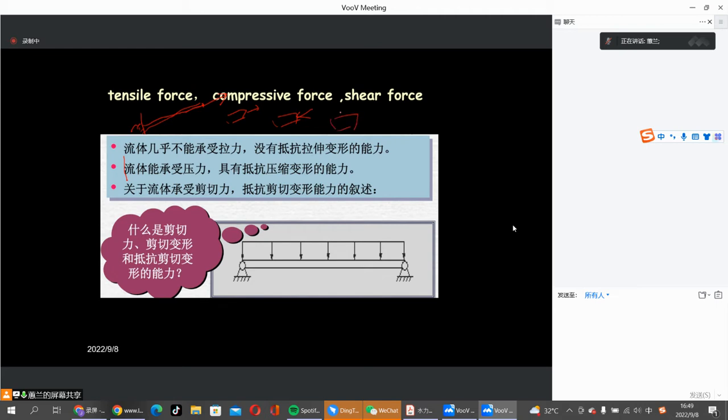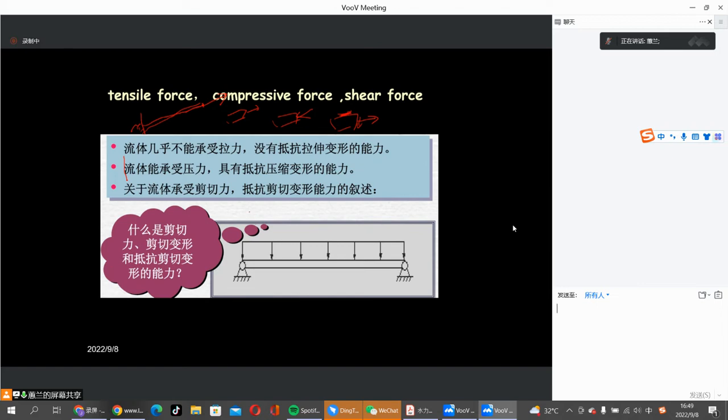Shear force means the force acts within the plane. Just like this is the pull force, the tensile force, the shear force is also in the plane. That's shear force. Corresponding to tensile force, compressive force, and shear force, we have deformation. For tensile force, it means the slim cylinder is stretched, and so we get the strain, the linear deformation.